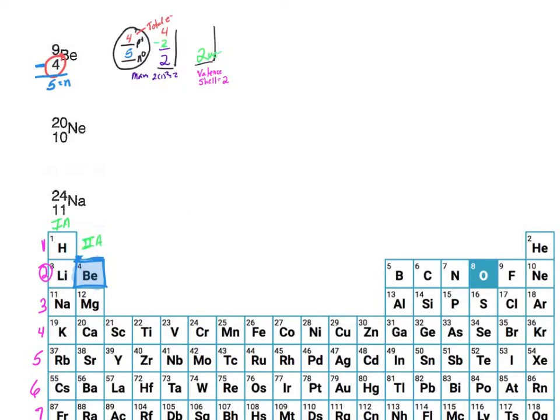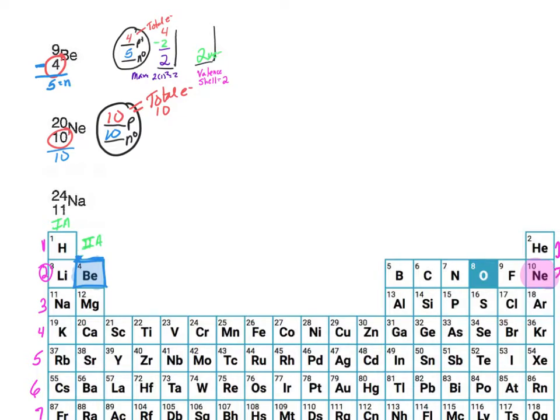And now we'll do neon 20, and for neon 20, again we put our circle, we put 10 protons and 20 minus 10, so 10 neutrons. And then we put in that there are 10 electrons total. We're going to put our shells on here. We need to figure out how many there are. We're in the second period, so there are 2 shells.